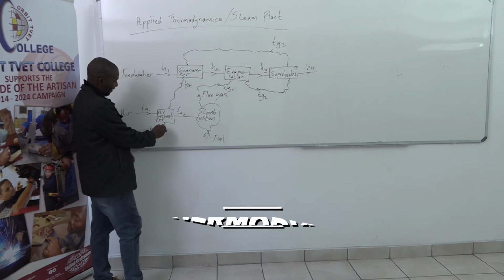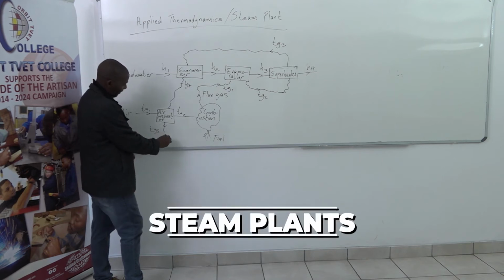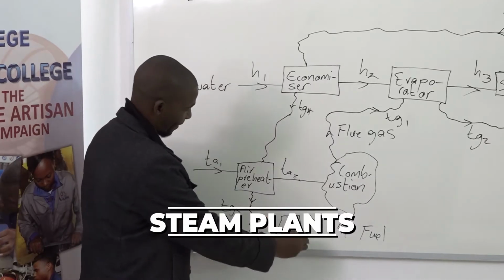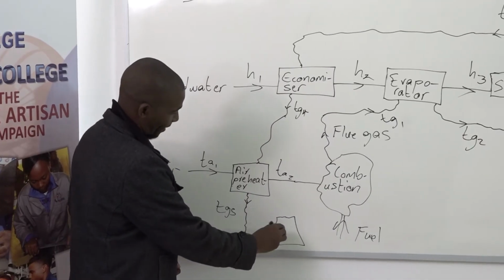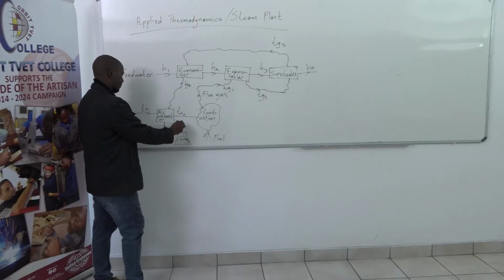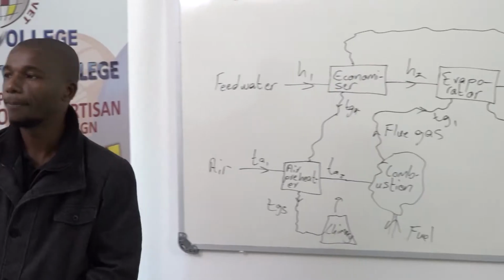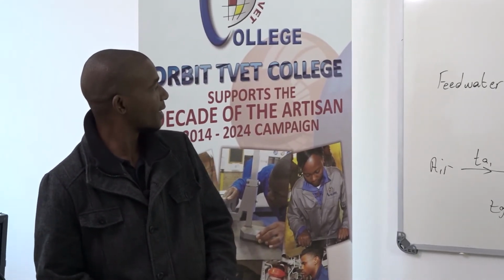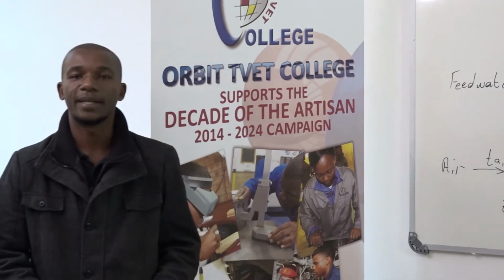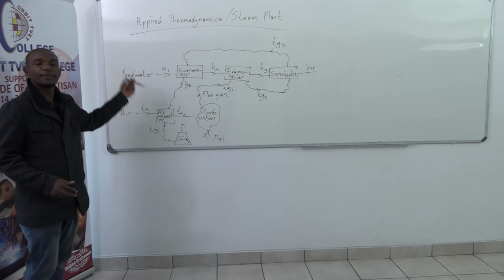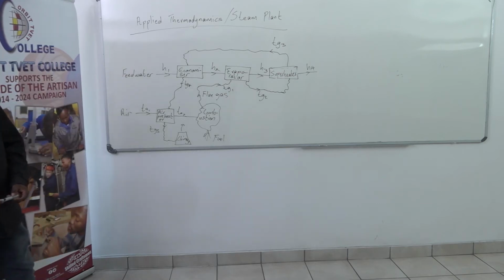Then after the air preheater, we'll be having this flue gas going to the chimney base, to the chimney stack. Here's our chimney stack. Then it goes to the atmosphere. There is the flow diagram of steam and feed water in a steam plant. Once you understand this diagram, it's easy to solve the problems associated with a steam plant.